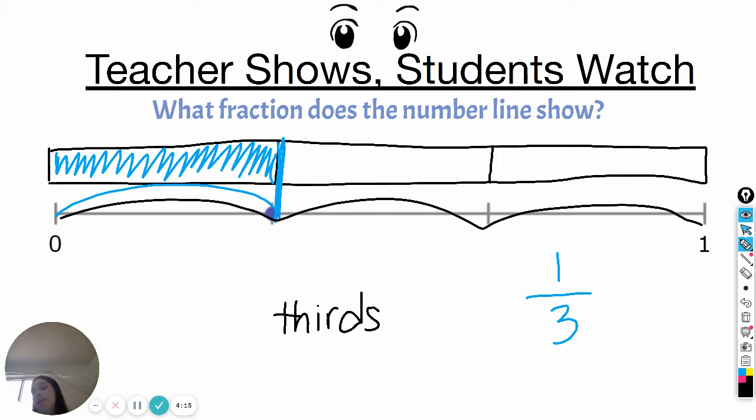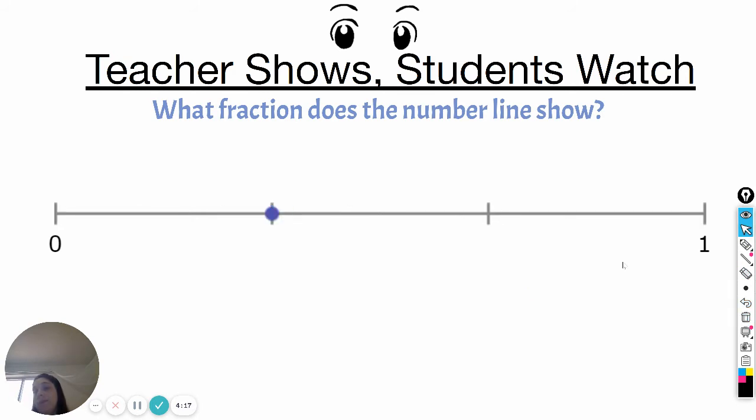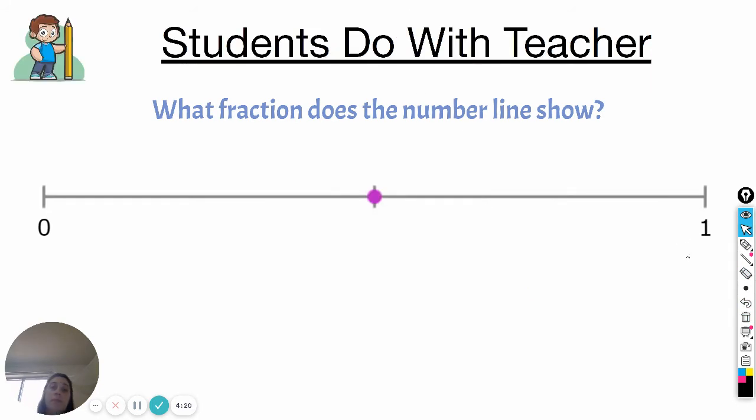Okay, let's go ahead and have you try one with me. What fraction does the number line show? So what I want you to do first is draw this number line on your whiteboard, okay? So we just have a starting point that's labeled 0. Your line goes all the way across to the ending point where you have your 1. And then right here in the middle, there is a line, and that's where our dot is at. So take a moment and draw that.